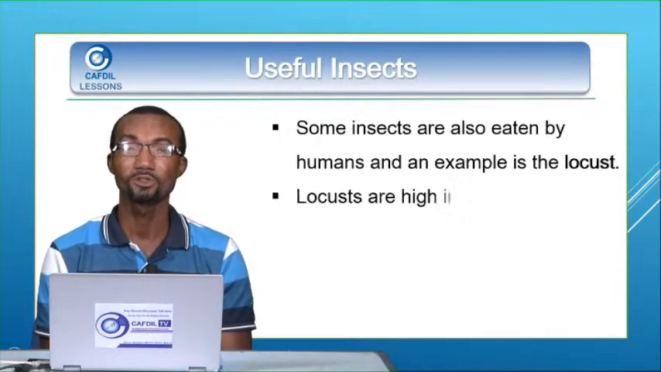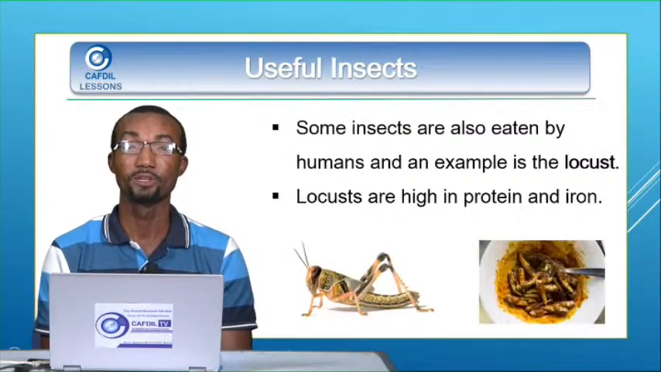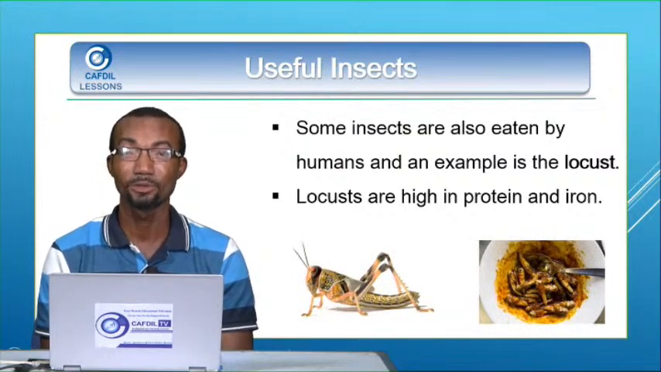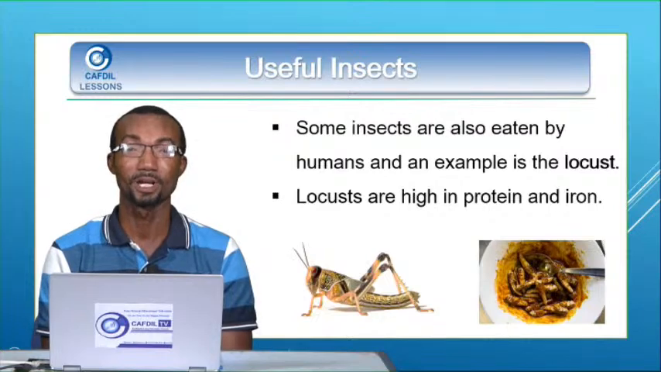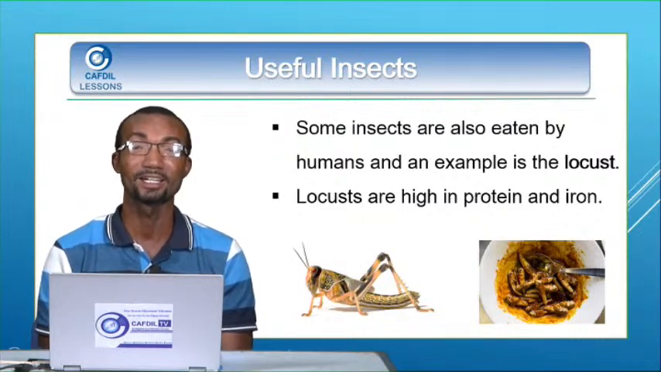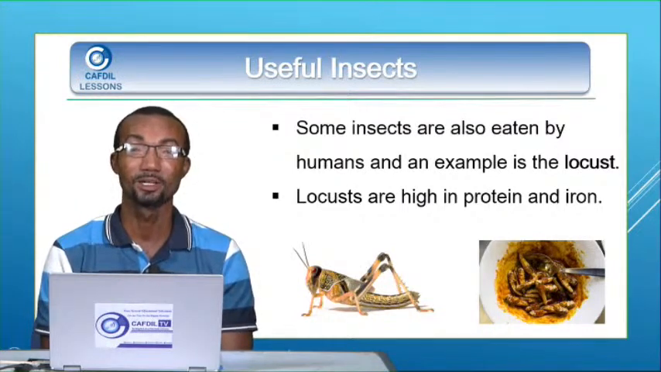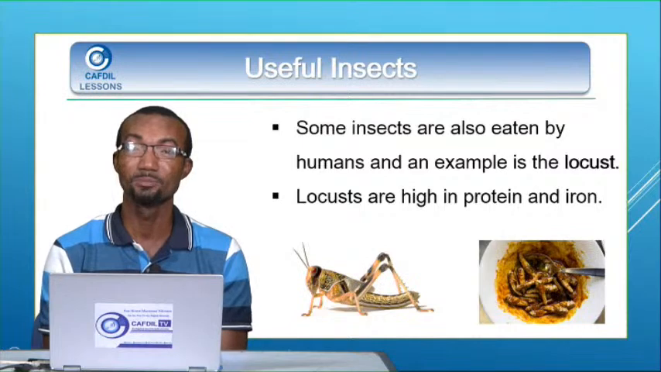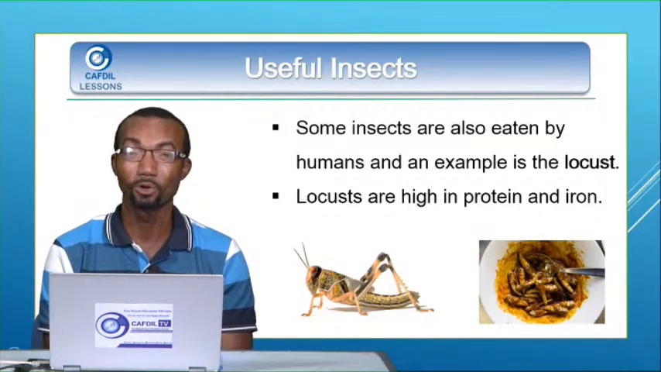Some insects are also eaten by humans, and an example is the locust. I believe you are surprised. How can insects be eaten? The last time we met, we said insects are the smallest of all animals. But if you look on the screen, you see the locust, and then you see a very nice meal prepared with the insect locust.